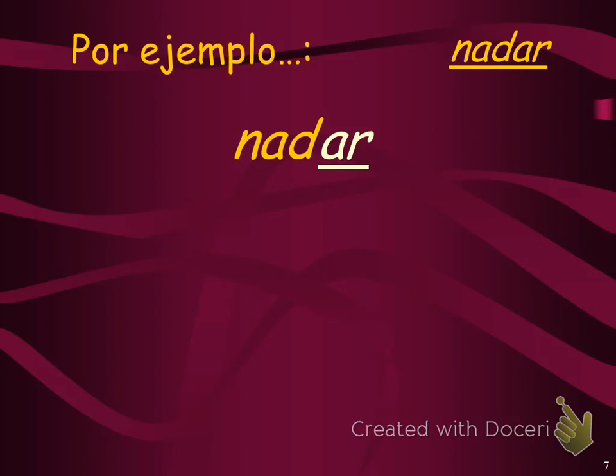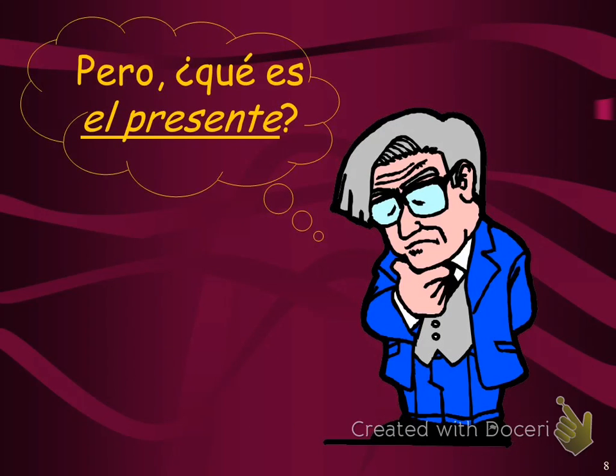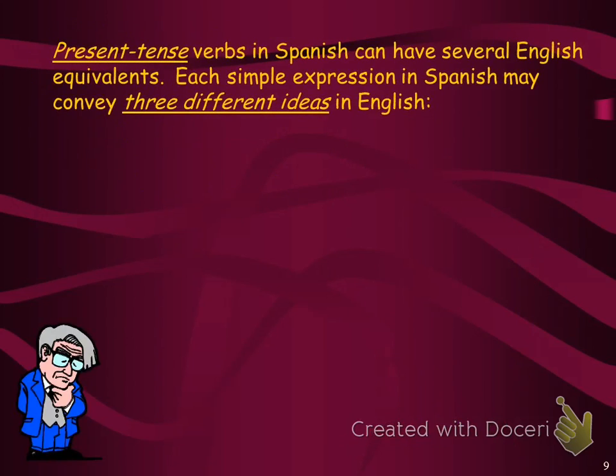And so nadar, take away the AR, add your endings, same thing of conjugated forms of the verb. Nadar is the infinitive form. You don't need to know necessarily the terminology, but I do want you to be familiar with nadar is the unconjugated form, the infinitive form, and then the forms in the box are the conjugated forms that agree with your subject. Okay?